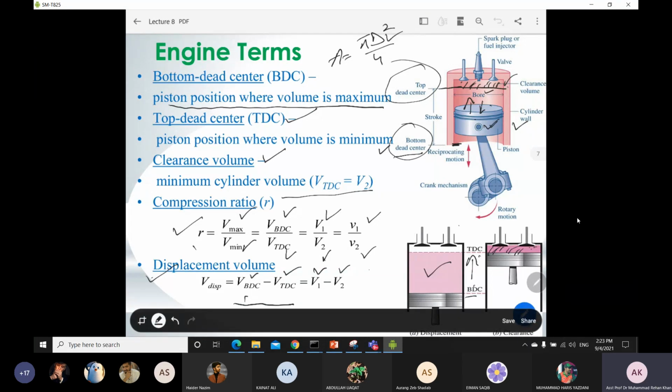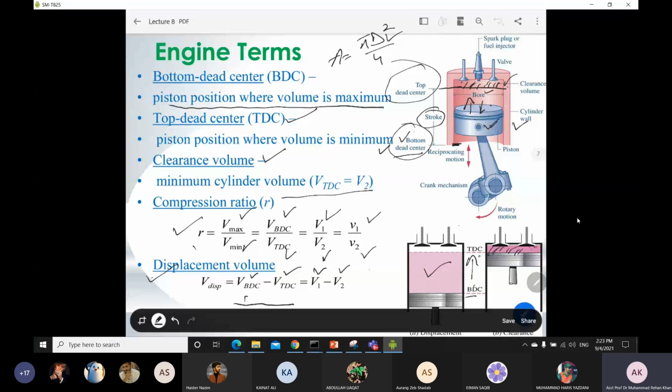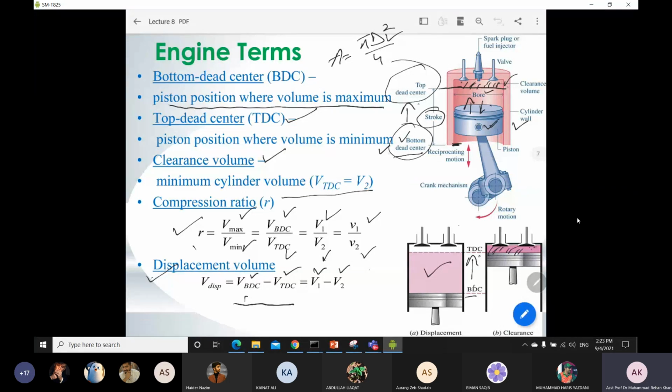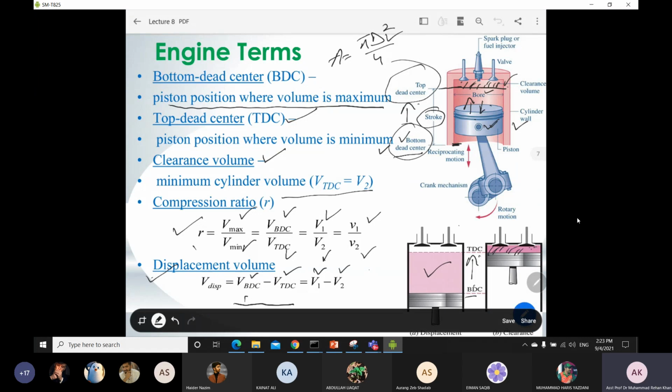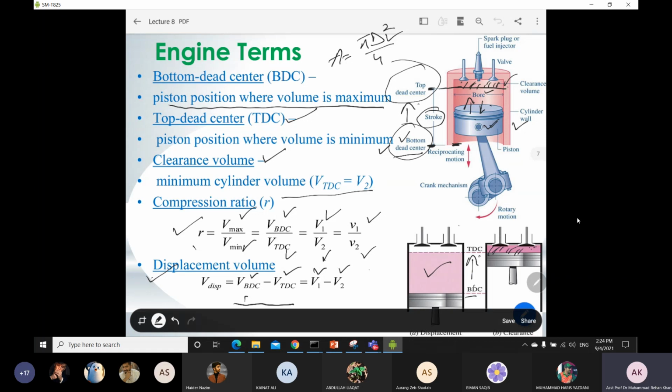Okay, now another important point is your stroke. Stroke is written over there. Stroke is basically the distance moved when your piston moves from bottom dead center to top dead center. So it is the length between these two points, bottom dead center and your top dead center. Okay, so this is called a stroke.